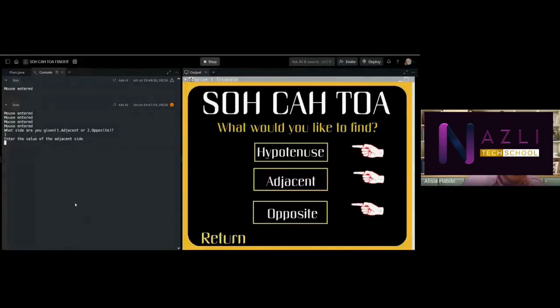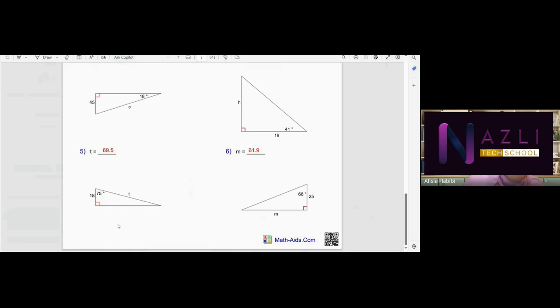So that means I can go and enter 18 for my adjacent side. And the angle is 75 degrees. And it asks me whether these details are correct. I have to confirm. If I say yes, then it finally calculates the hypotenuse and it gives me the answer, 69.5. So that's how you know it's working, when you actually test it.